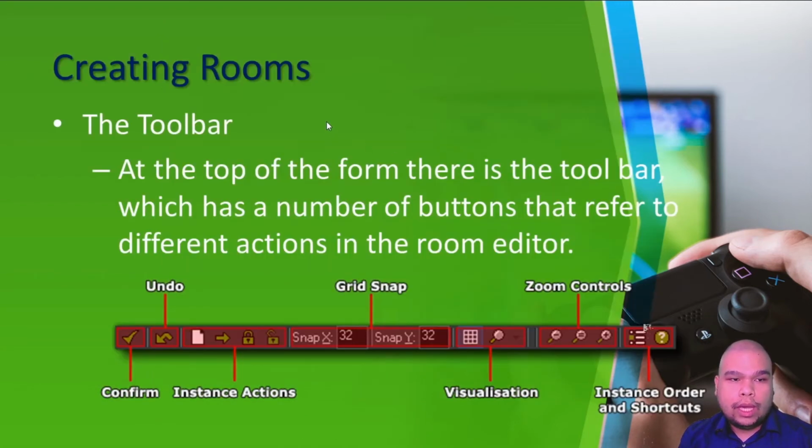The first that we have is the toolbar. At the top of the form, there is a toolbar which has a number of buttons that refer to different actions in the room editor. Those buttons are confirm, undo, instance actions, grid snap, visualization, zoom control, instance order, and shortcuts.